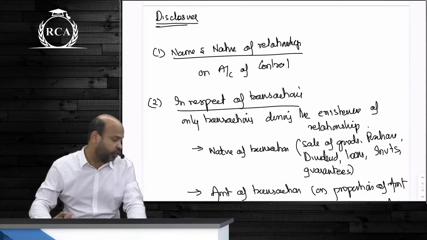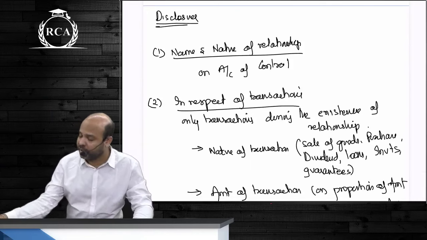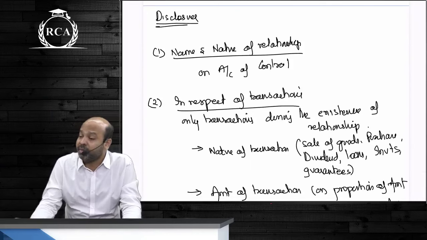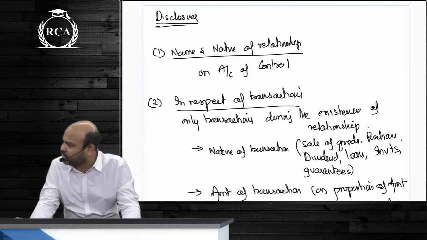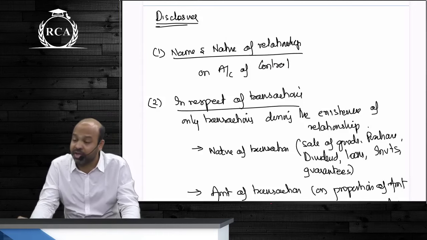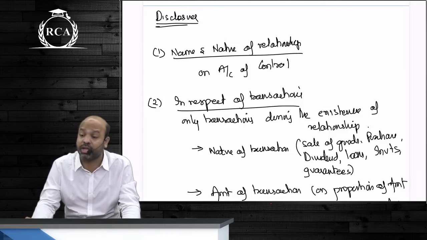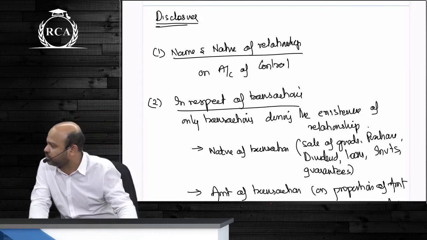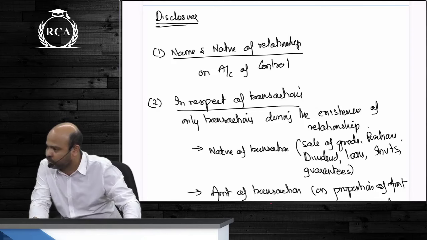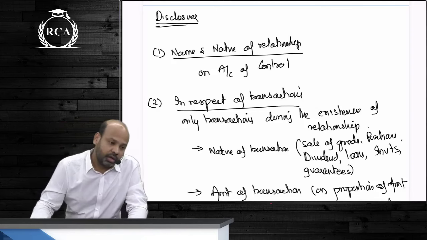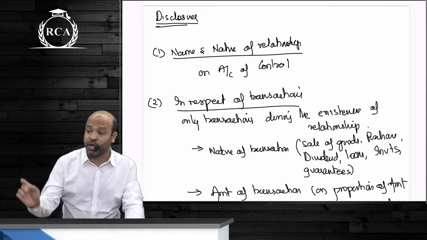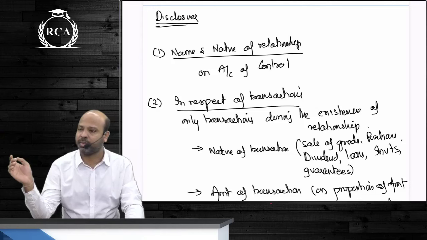Now, when it comes to disclosures of related party transactions, first, the name and nature of relationship is required to be disclosed where the relationship is on account of control, whether or not there is any transaction. In respect of other relationships, the name and nature of relationship is required to be disclosed if and only if there are transactions during the existence of the relationship. You do not check for the existence of the relationship as on the balance sheet date.